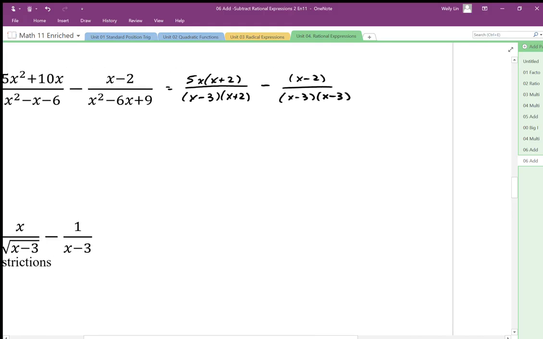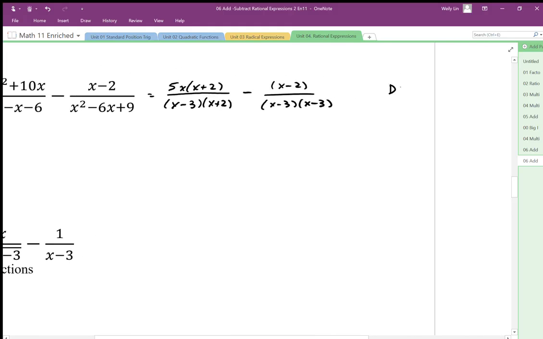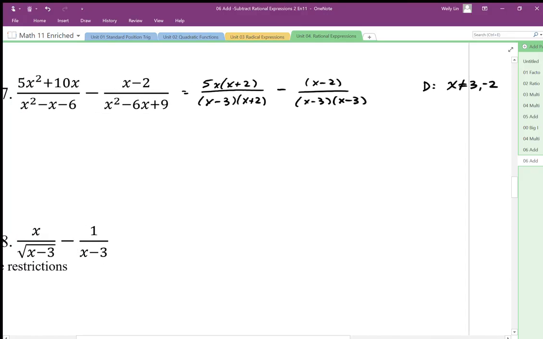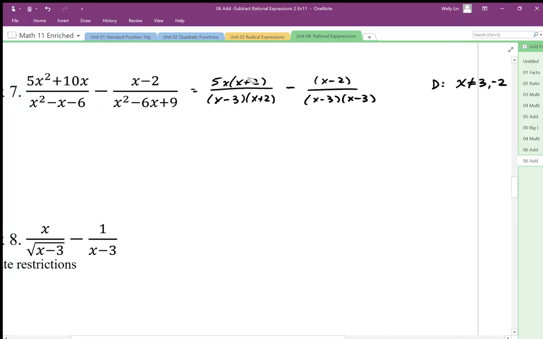Okay, so just starting off with our domain, because before we do anything, we really should state our domain restrictions. X cannot equal positive 3, negative 2. Now, once I've done that, I want you to recognize that we can simplify this fraction first.